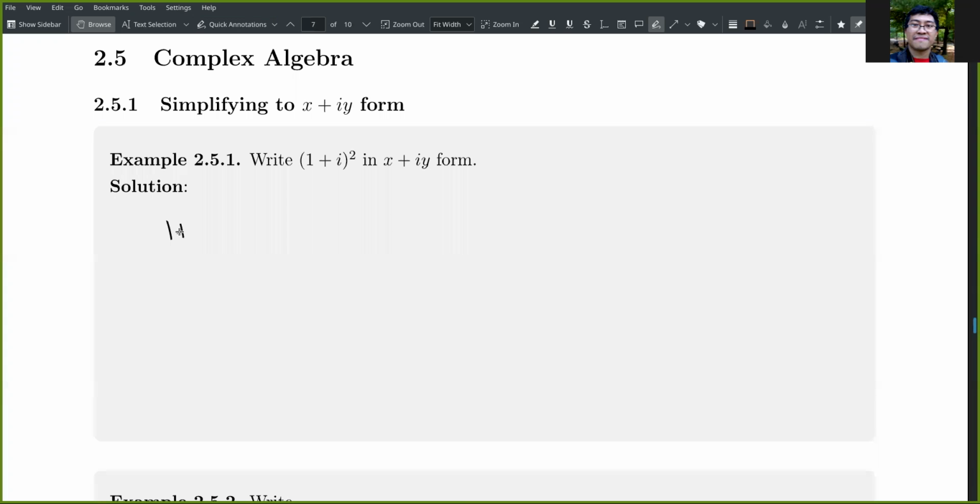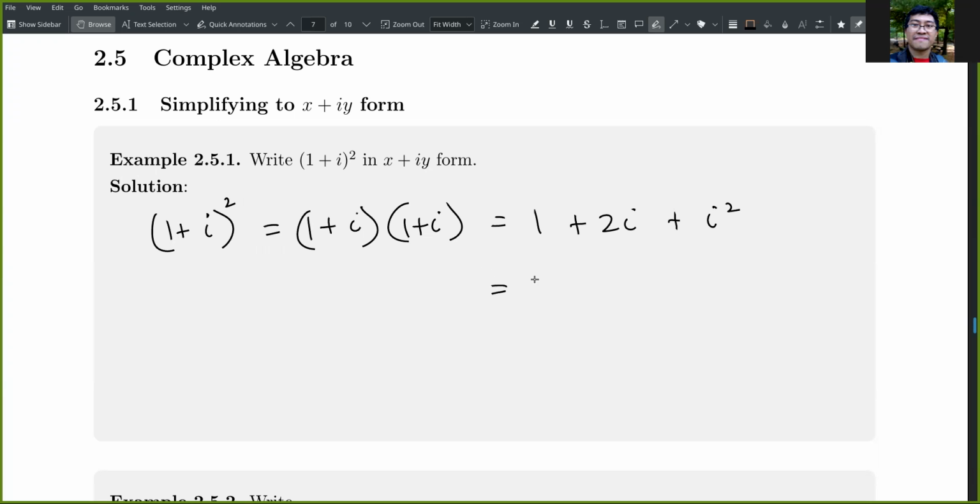To do that, we simply expand this (1 plus i) squared. So that's 1 plus i times 1 plus i. That's 1 plus 2i plus i squared, or 1 plus 2i minus 1. This one is minus 1. So we are left with simply 2i, or (1 plus i) squared equals 2i.